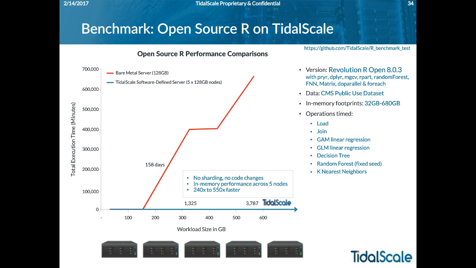And the end result is it's 240 to 550 times faster because it's in memory. And there shouldn't be a surprise there. If we go back to that first slide where I talked about the memory cliff, we're talking about orders of magnitude difference between RAM and any sort of stable storage like NVMe.